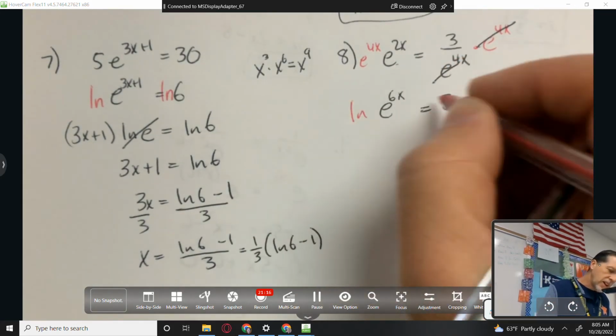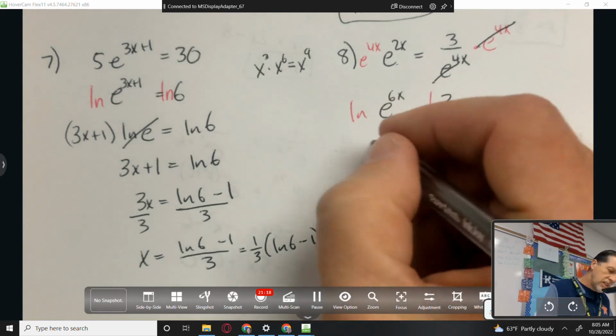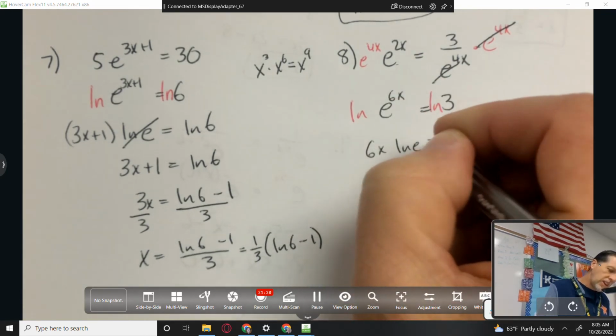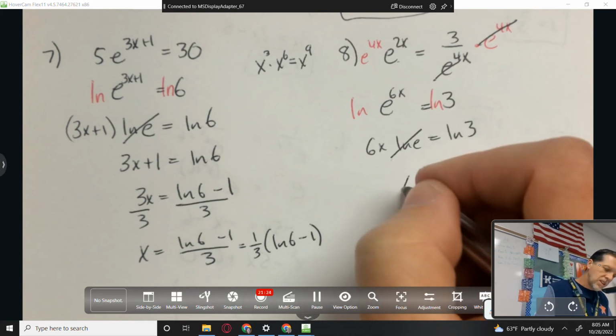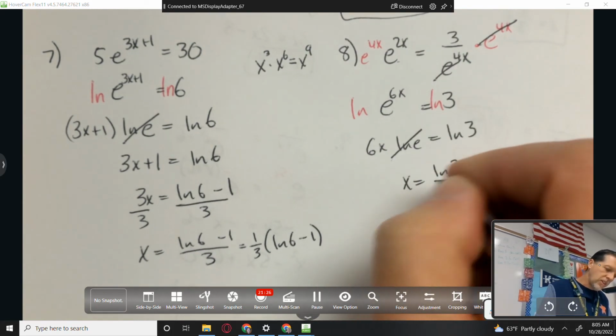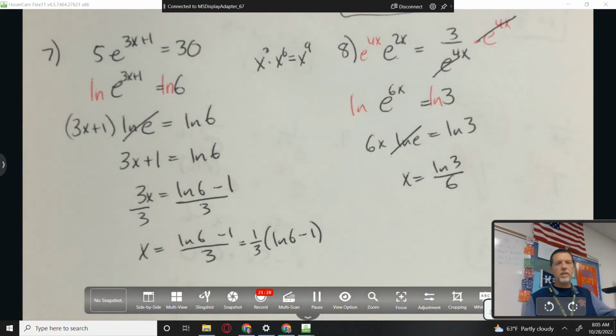Natural log both sides. 6x natural log e equals natural log 3. Natural log of e is 1. x equals natural log of 3 over 6.